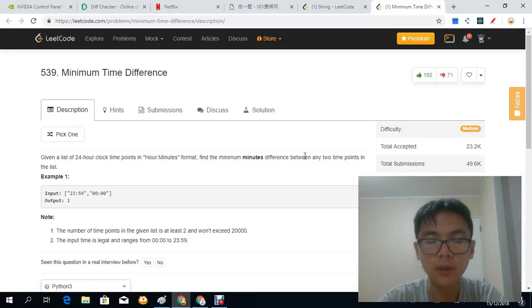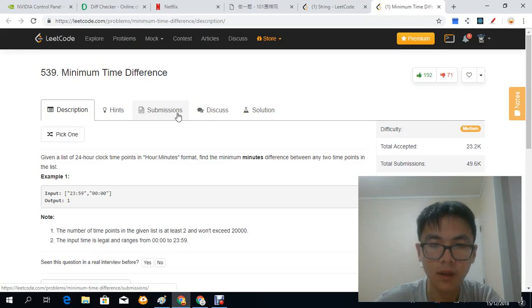Hello, today we are going to take a look at question 539, minimum time difference. In this problem, we are given a list of 24-hour clock time points in hour-minutes format, and we need to find the minimum minutes difference between any two time points in the list.